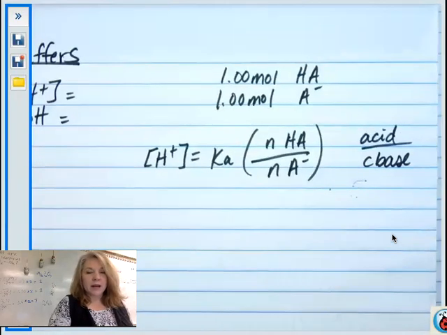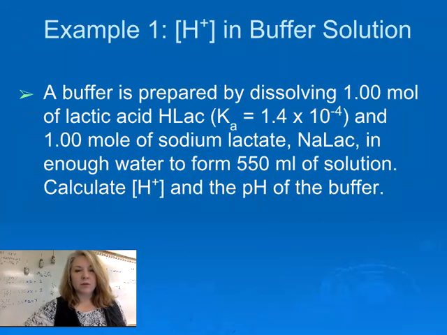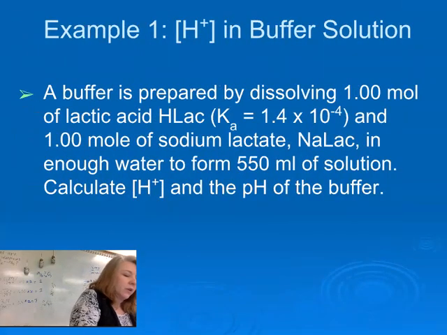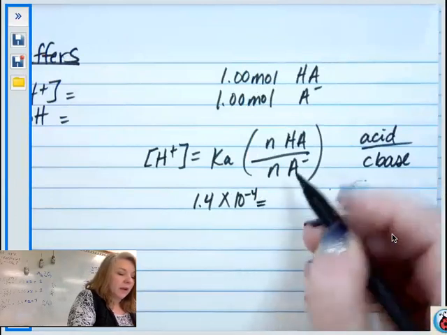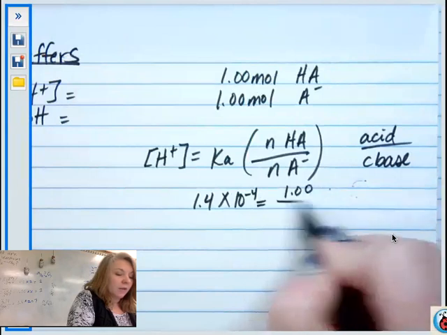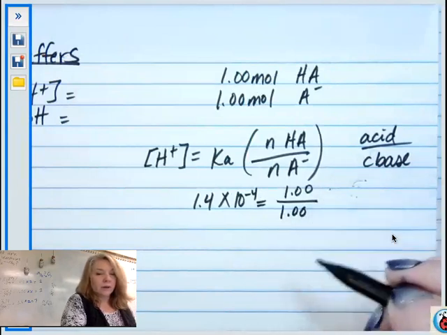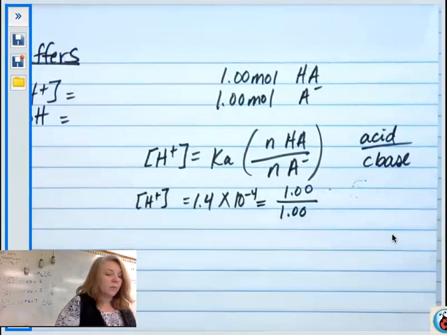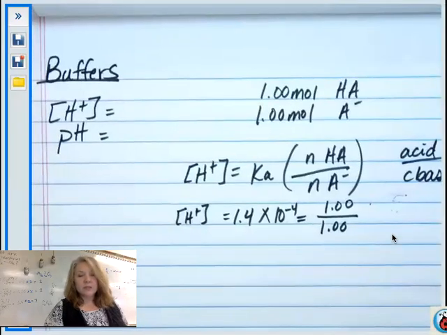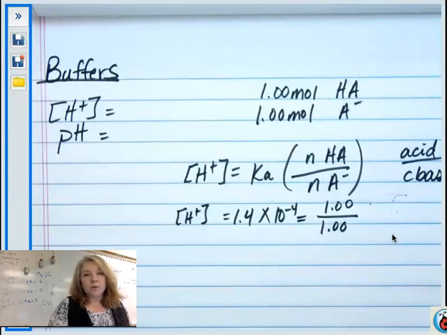So I forgot to write down the Ka for that particular acid, so I'm going to have to scroll back over and grab that. Okay, so the Ka value is 1.4 times 10 to the negative 4th. And so I'm just going to plug this information in. I've got 1 mole of the HA over 1 mole. And so I noticed that 1 divided by 1 is still 1. So H plus is equal to 1.4 times 10 to the negative 4th, which is actually really cool. If your buffer solution is a 1-to-1 mole ratio, then the H plus is just equal to the Ka value, okay?